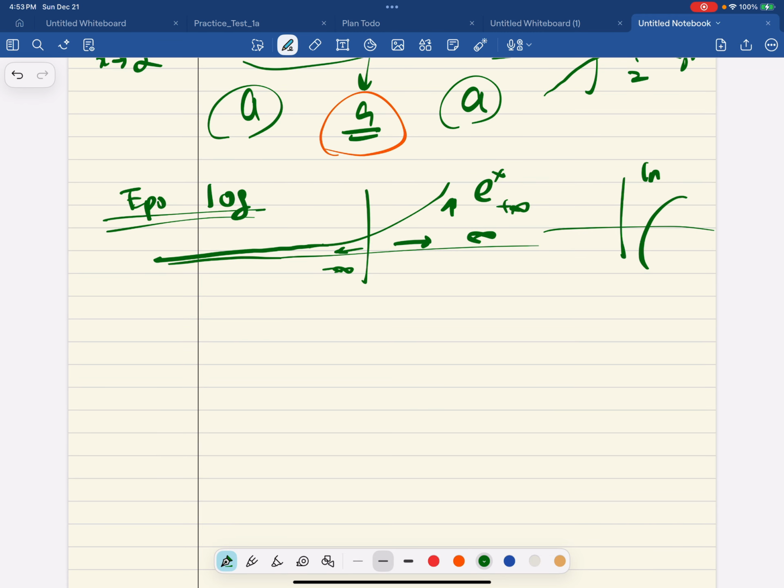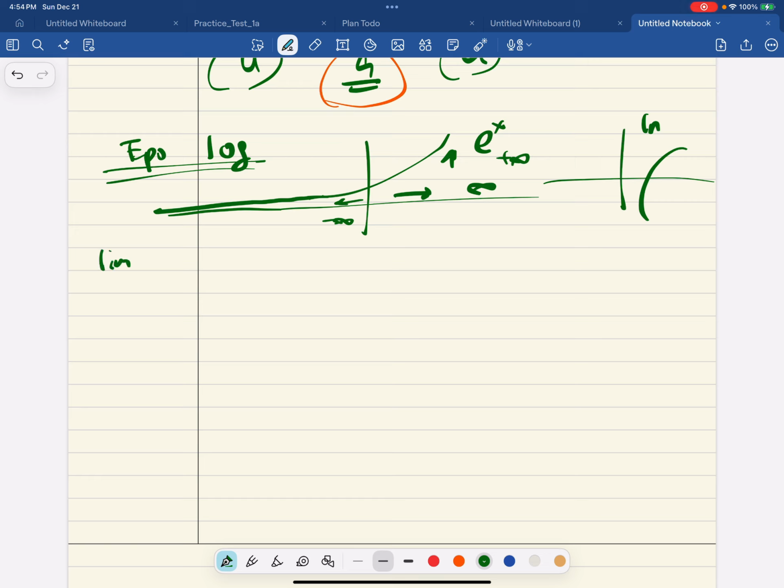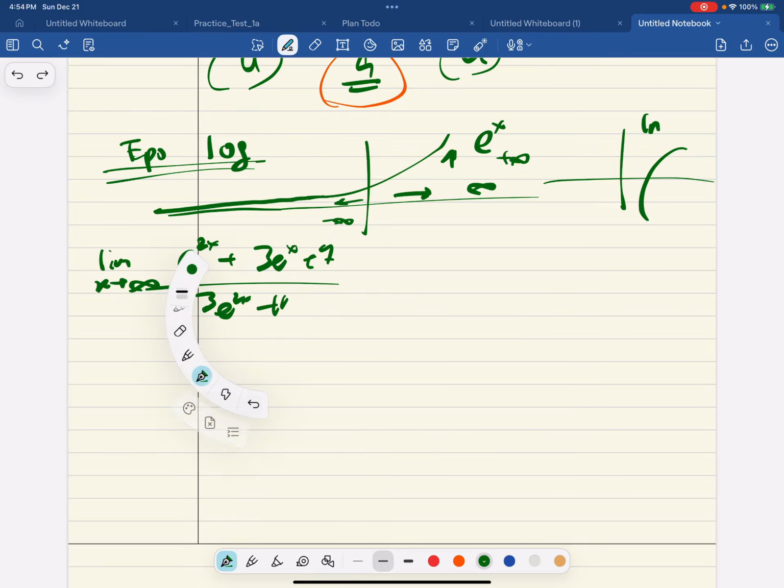And this idea is very important because there are gonna be questions such as the limit as x approaches infinity of (e to the 2x plus 3, e to the x plus 7) over (3 e to the 2x minus 11 e to the x minus 3). And you will want to again divide the top and bottom by the highest power of e to the something. Right now e to the 2x is the highest in the denominator. Again, it's always in the denominator, so we divide top and bottom by it.